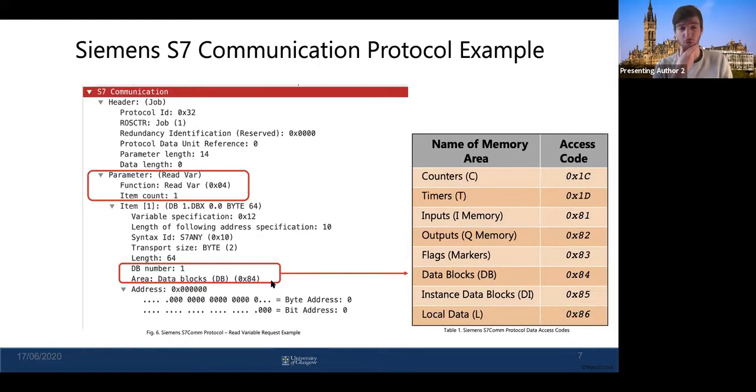This is just an example of one of the protocols. Obviously, we don't have time to go through all three of them. The paper goes into a bit more detail, but it was just an example to show the structure of how these work.